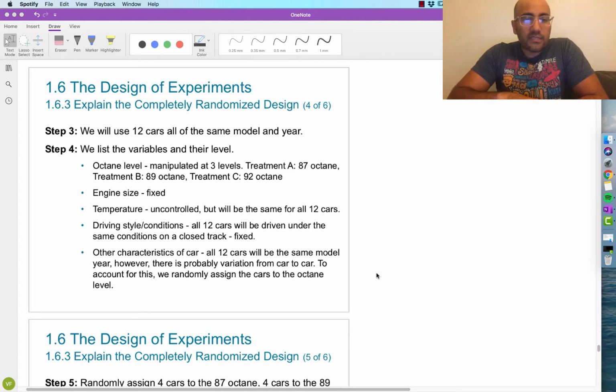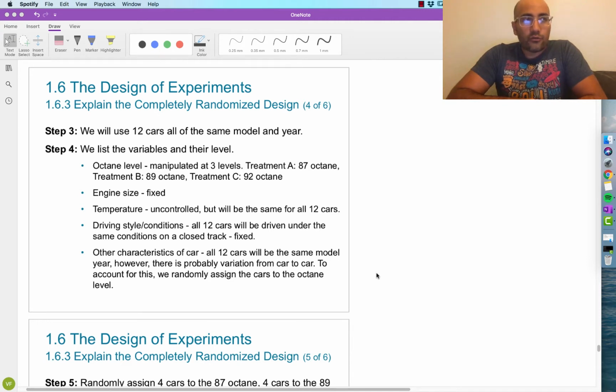Okay, driving style and conditions. All 12 cars will be driven under the same conditions on a closed track. So that'll be fixed since we have a specific track and you identify how the drivers are going to be driving. So that can be fixed. And then other characteristics of the cars are, of course, the model, the year, and even though there are slight variations from car to car, we can assume that they're approximately the same.